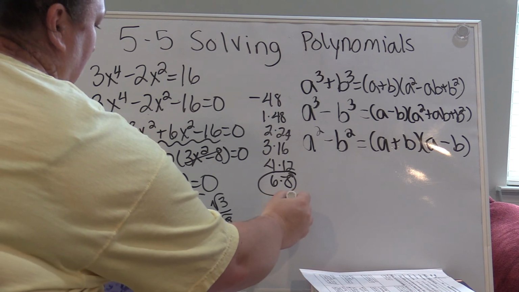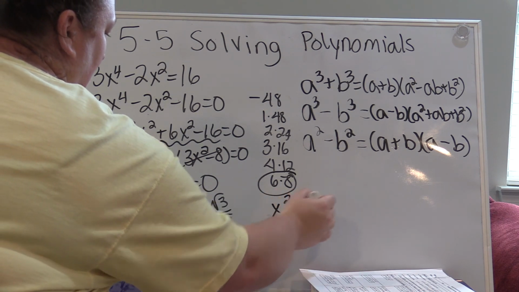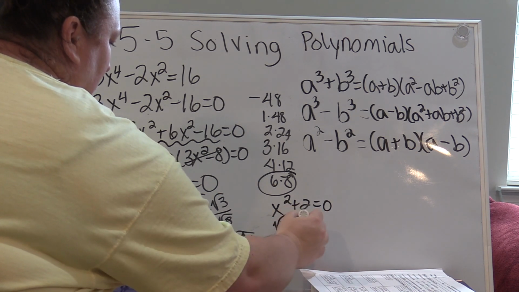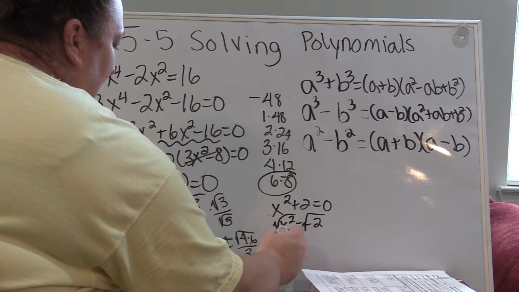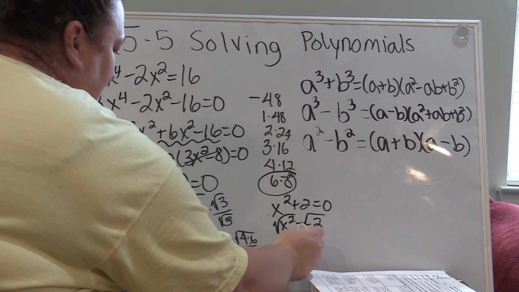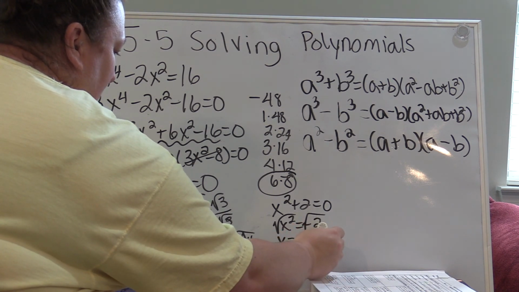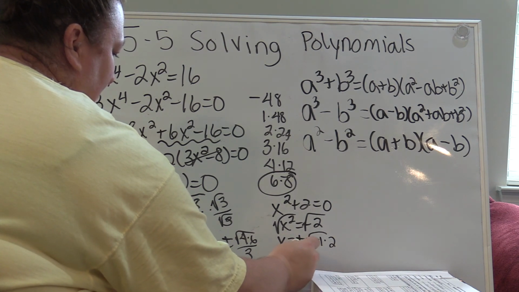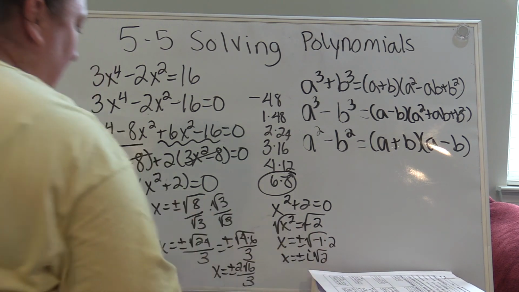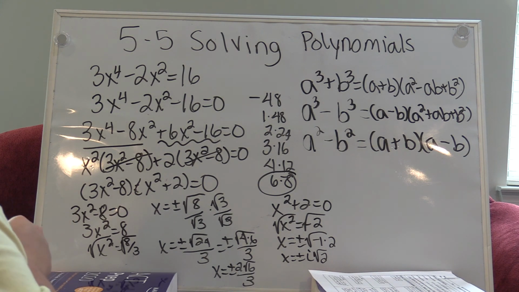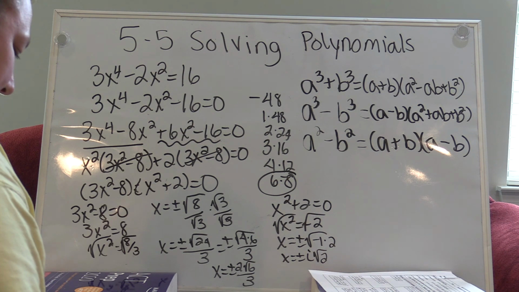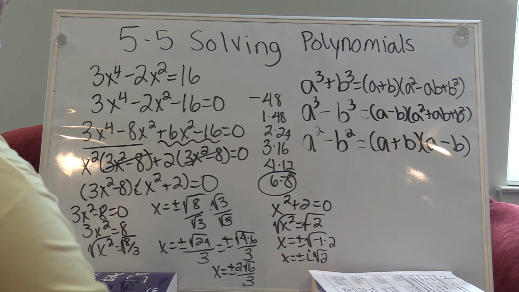X squared plus 2 equals 0. X squared equals negative 2. Square root of both sides. X equals plus or minus the square root of negative 1 times 2. So x equals plus or minus I square roots of 2. So I have 2, 4, and I'm done. Ready for the last one?